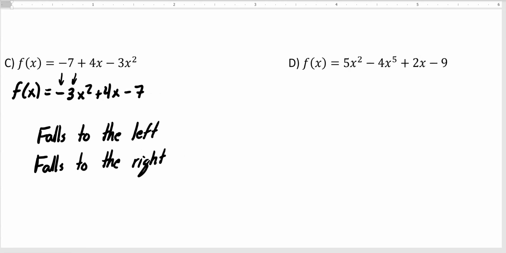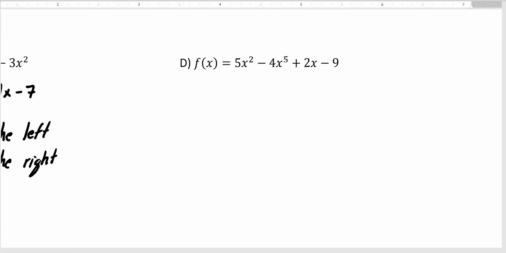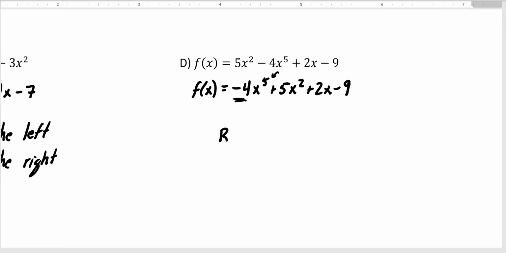All right, letter D, last one here, okay? So let's get this in standard form. So f of x would be negative 4x to the fifth plus 5x squared plus 2x minus 9. So we have an odd degree with a negative leading coefficient. So that means this would be rises to the left and falls to the right.